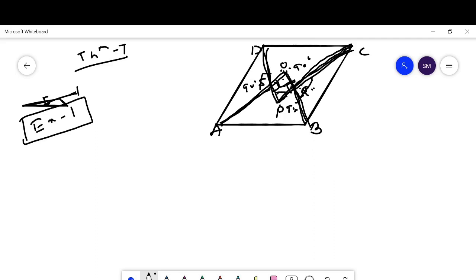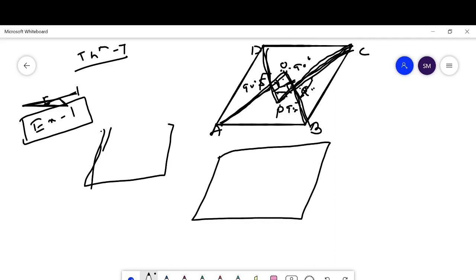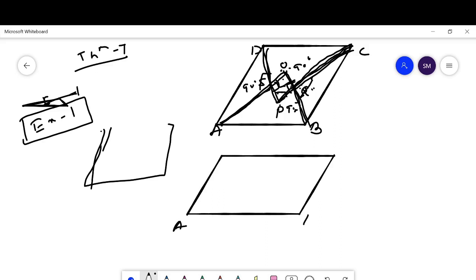Here, in a parallelogram ABCD, prove that the sum of any two consecutive angles is 180 degrees. Suppose ABCD is a parallelogram, and we have to prove that the sum of any two consecutive angles is 180 degrees. Suppose the sum of angle A and angle B is 180 degrees.